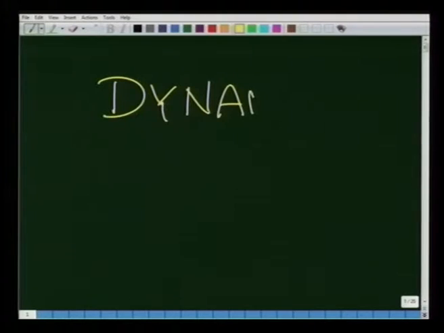So far, we have been dealing with statics. This is the first lecture in dynamics. So, we start with how to describe the motion of a particle using different coordinate systems.